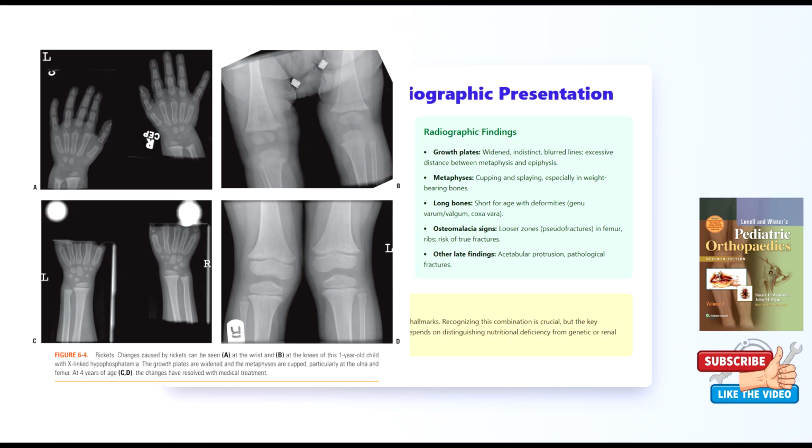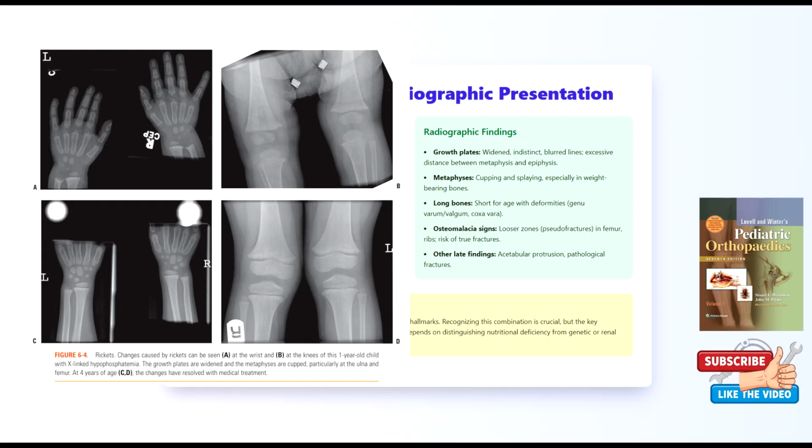Skeletally, deformities can be seen at almost every physis. The wrists and knees are often thickened, the elbows too. The long bones are short for age and may bow, producing genu varum or genu valgum. The proximal femur may show coxa vera, a deformity that reduces the angle between the head and shaft of the femur, impairing gait. The chest carries some of the most characteristic signs.